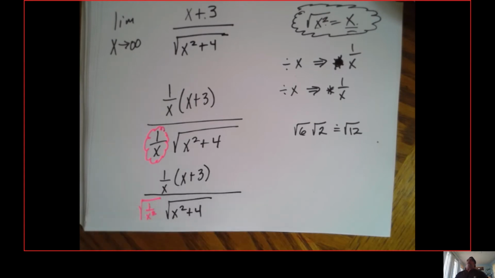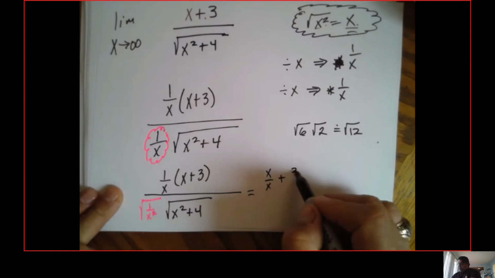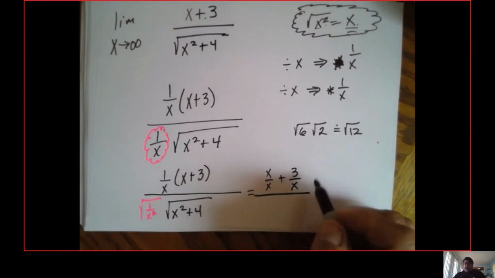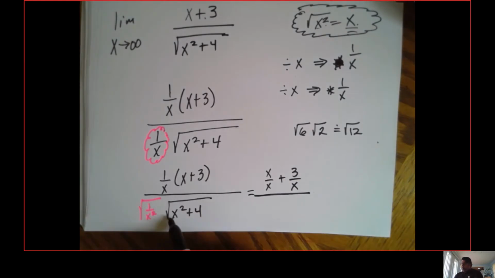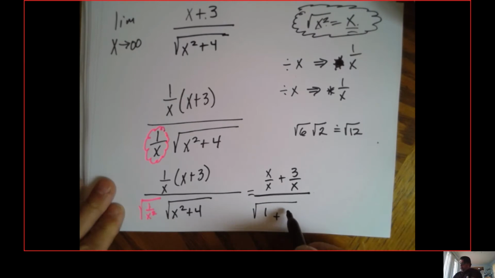What's 1/2? It's the same thing as 50/100ths, but you don't see a 50/100 inch or a 50/100 cup of flour. Okay, so that's going to give me x over x plus 3 over x, over, well, if I take the square root of this, that's going to give me the square root of 1 plus 4 over x squared.